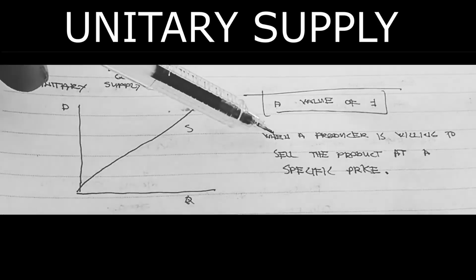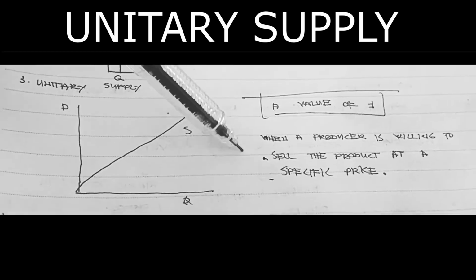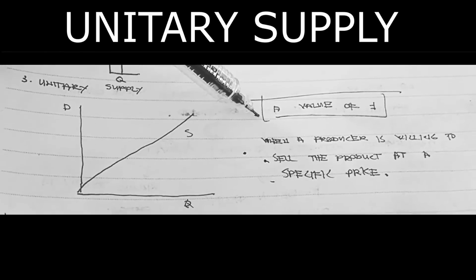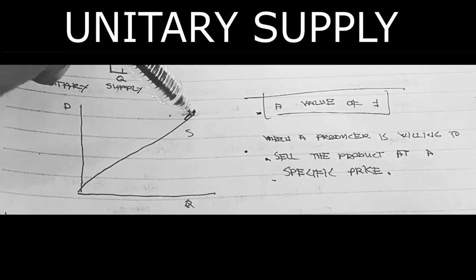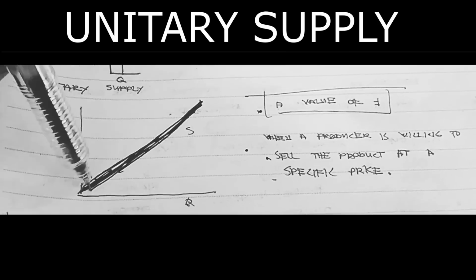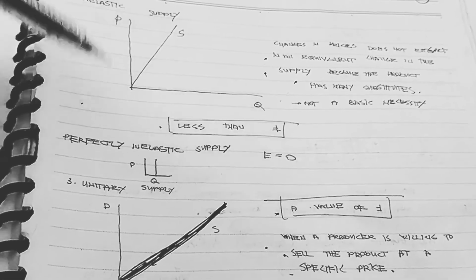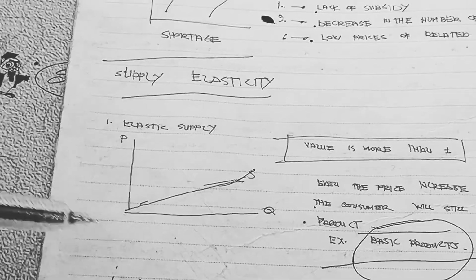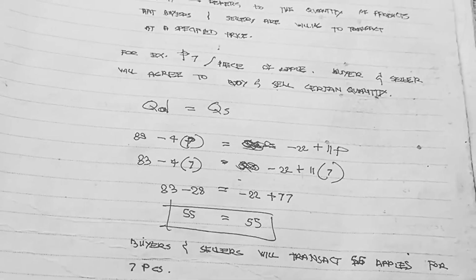Unitary is when a producer is willing to sell the product at a specific price, and the value is equal to 1. The graph of unitary looks like this. So that is the graph for inelastic, and the graph for elastic will look like this. That is what they call the graph of elasticity of supply.